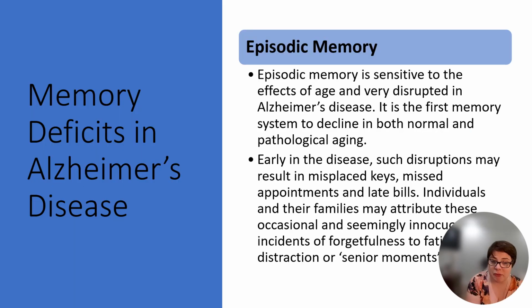Episodic memory is very sensitive to the effects of aging and is extremely disruptive in Alzheimer's disease. And it's the first memory system to show decline in both normal and pathological aging, like Alzheimer's and dementia. So very early in the disease, we see episodic memory become affected with symptoms such as missing appointments, misplacing keys, and also paying bills late.